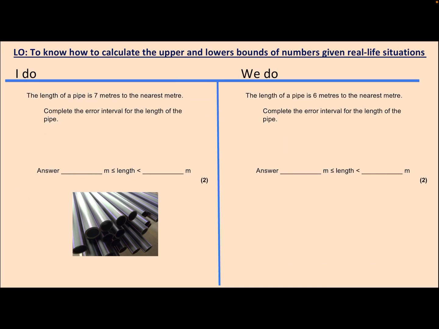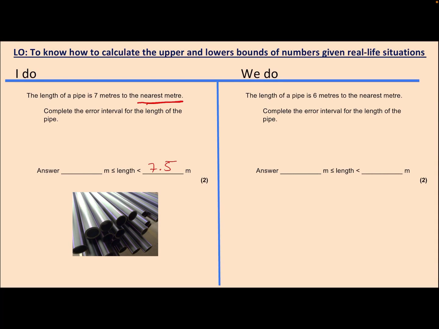Okay, so here we have a real life question. The length of a pipe is 7 meters to the nearest meter. Complete the error interval for the length of this pipe. Well, the degree of accuracy is a meter. So a meter is worth 1. So what we're going to do is do 1 divided by 2. That gives us 0.5. And to find our upper bound, we're just going to do 7 plus 0.5. And that gives us 7.5.